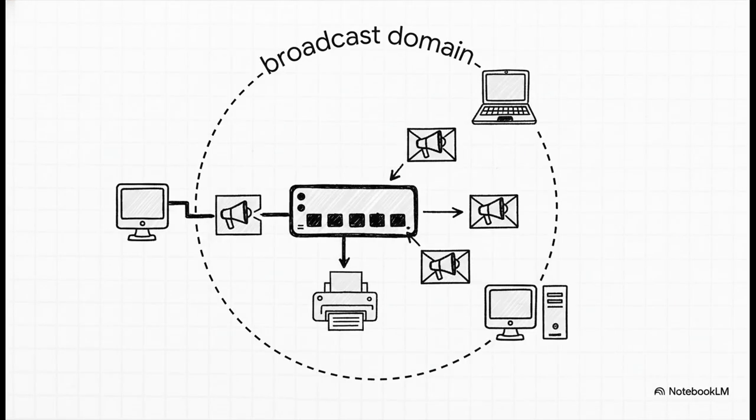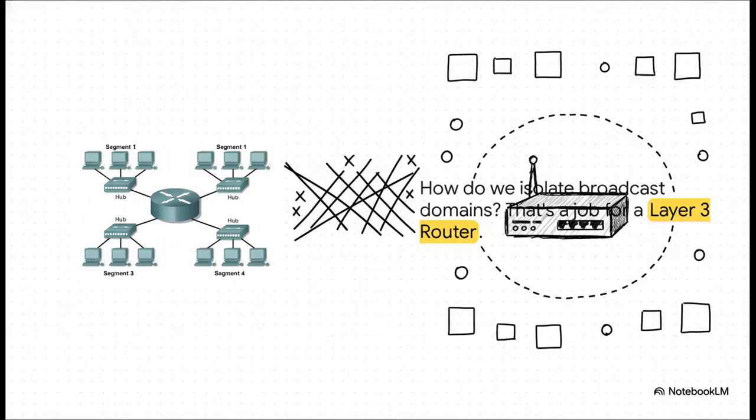But even a smart switch has one limitation. It's designed to be helpful, so when it receives a broadcast message, remember those ARP requests we talked about? It does its job and forwards it out to everyone. When it's asked to shout, it still shouts. This means that an entire switched network is still one big broadcast domain.